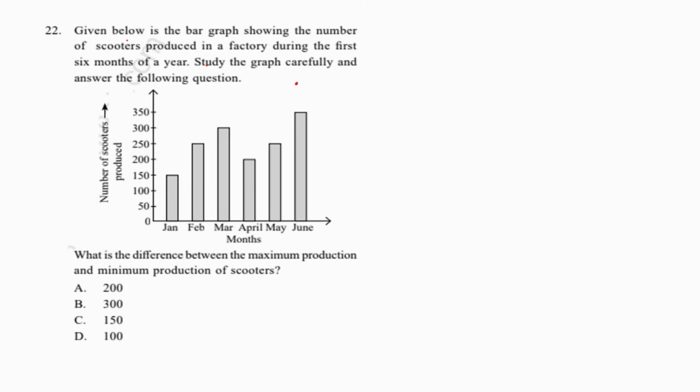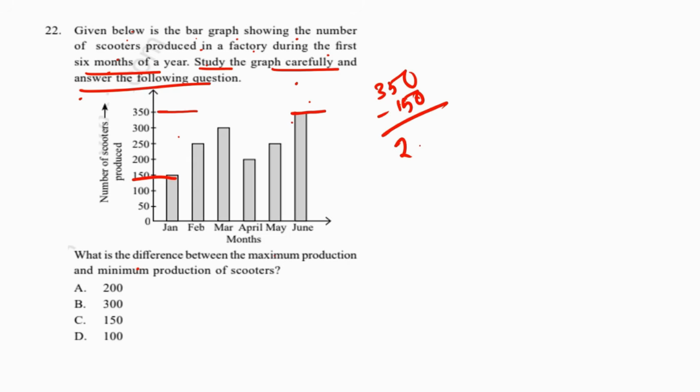Statistics, data handling question. Given is the bar graph showing the number of scooters produced in a factory during the first 6 months of the year. Study the graph carefully and answer the questions. What is the difference between the maximum production, which is parallel to 350, and the minimum production, which is 150? So the difference between them is 200, hence that's the answer option.